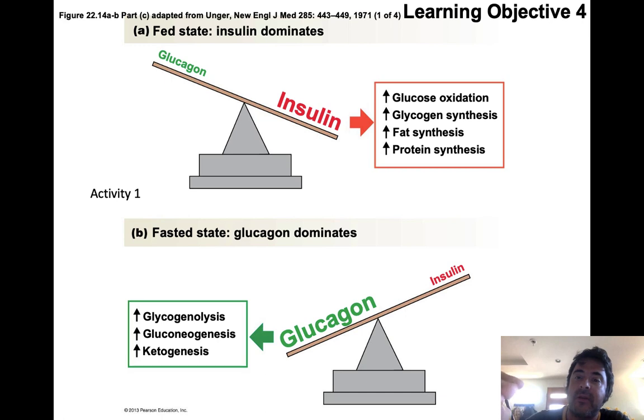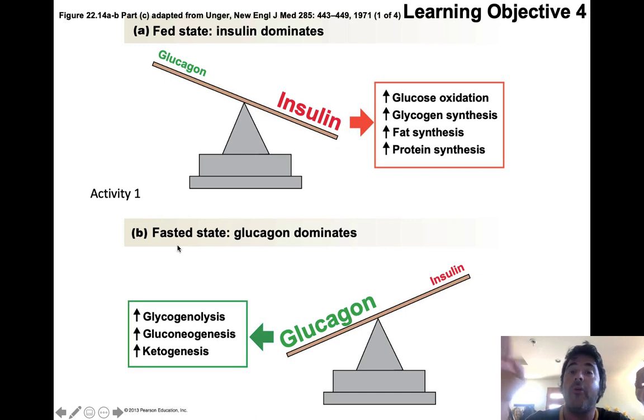So you think about that and you go, well, if you have excess glucose and insulin's always being released, it can actually contribute to things like obesity. It makes adipose cells little fat storage factories. So insulin is the dominant hormone in fed states. Glucagon, on the other hand, is the dominant hormone in fasted states.